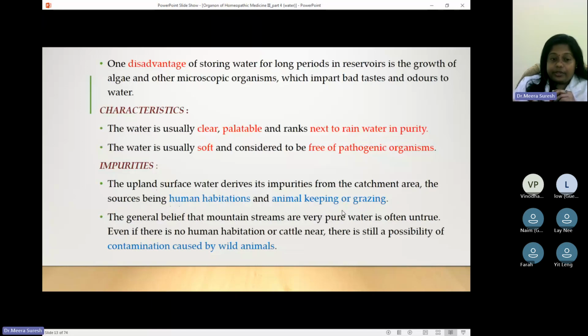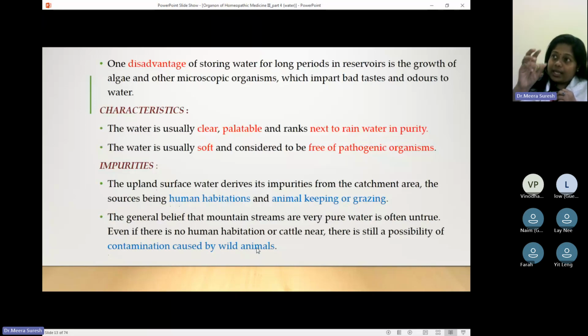But there is a general belief that if it is mountain streams, then the water will be very pure. But that is also often untrue. If the water is coming directly from the mountain, we tend to believe there are no human beings and no domestic animals, so it should be free from pathogenic organisms or any contamination. But that's also not true, because in that mountain area there can be wild animals. Human dwellings and domestic animals may not be there, but contamination by wild animals is also possible.